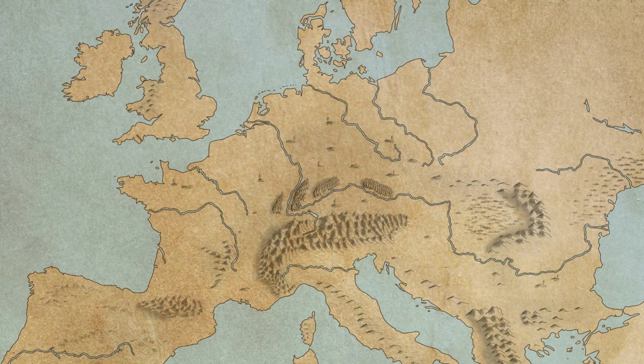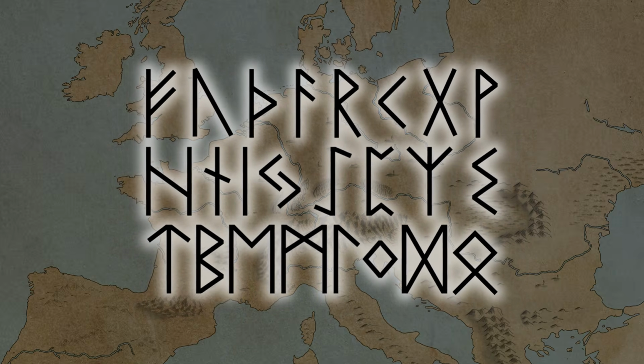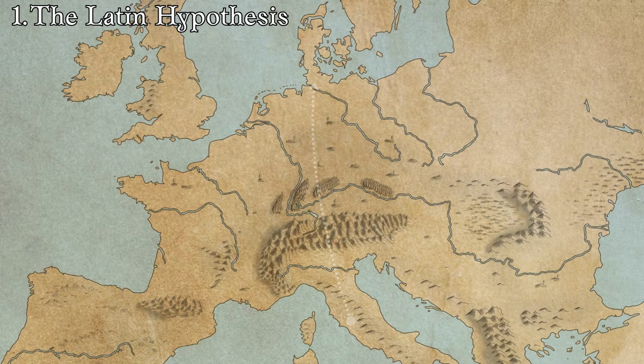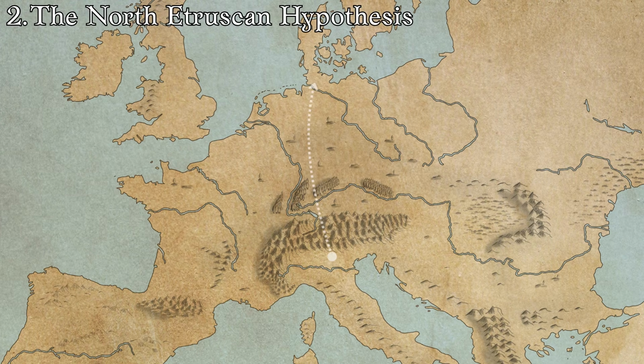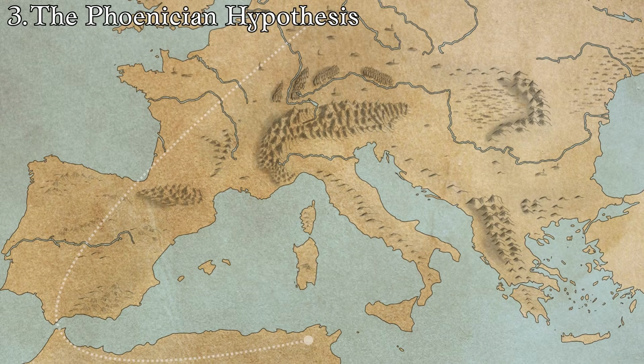In this video, I aim to investigate the origins of the oldest runic alphabet, the so-called Elder Futhark, by comparing three theories explaining their origins. The Latin hypothesis, postulating that the runes were inspired by the Latin script used throughout the Roman Empire. The North Etruscan hypothesis, proponents of which assume that the runes can be traced back to alphabets used in northern Italy before the adoption of the Latin script there. And the Phoenician hypothesis, according to which the runes were inspired by the Phoenician script of the Carthaginians of North Africa. But first up, what are runes?